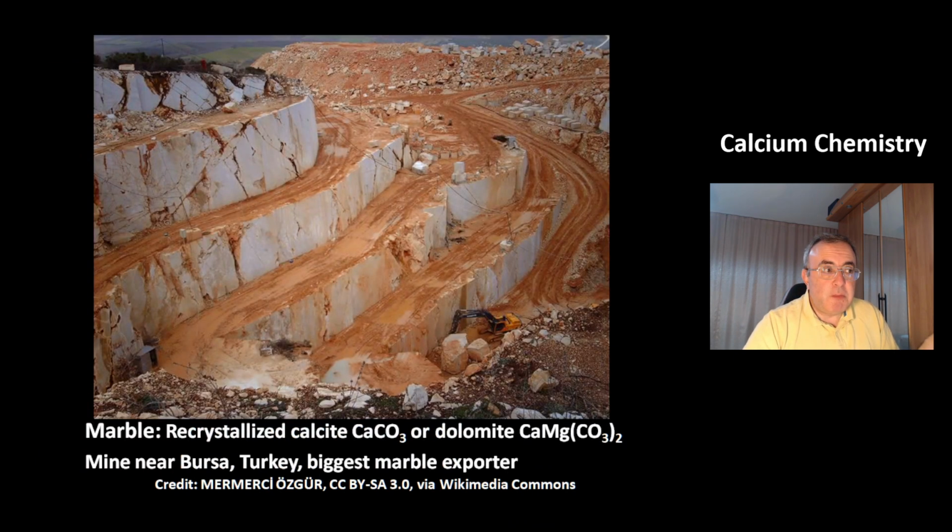This is a picture of a marble mine near Bursa in Turkey. A marble is recrystallized calcite, calcium carbonate, or dolomite, calcium magnesium carbonate. And Turkey is the biggest marble exporter in the world.